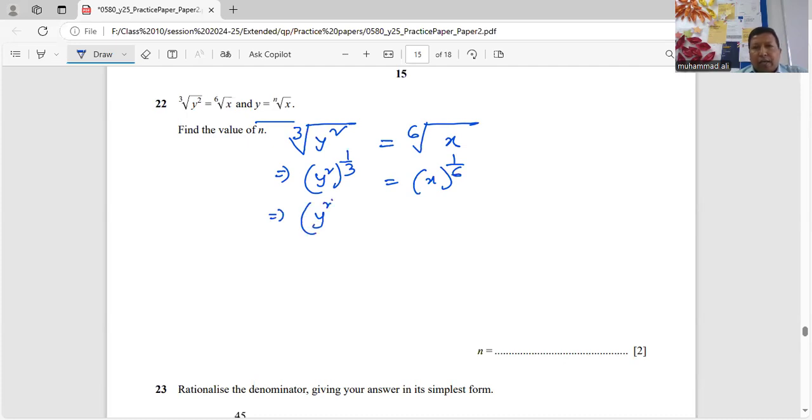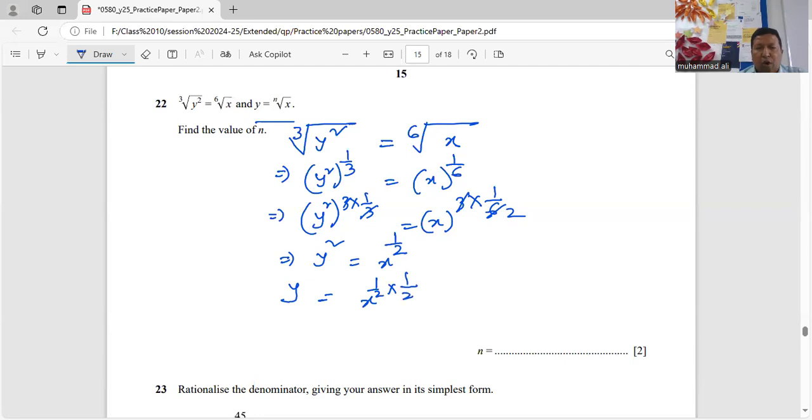So y squared, 3 into 1 by 3, and x, 3 into 1 by 6. So this is 2, and the 3s cancel. So y squared equals x to the power half. If we find the square root, y equals x to the power half multiplied by half. Square root means power half. So it will be x to the power 1 by 4. So you can write this as the 4th root of x. So here n will be 4.